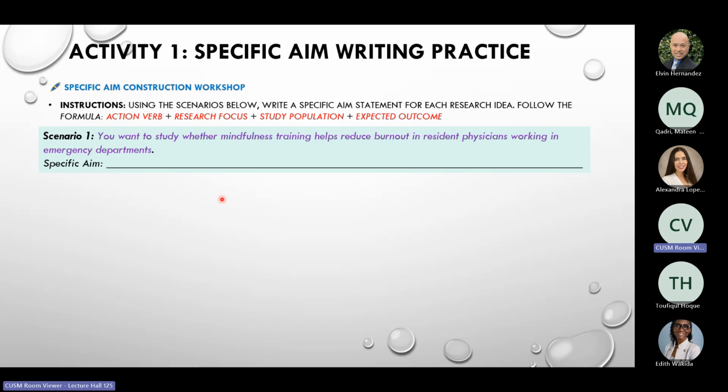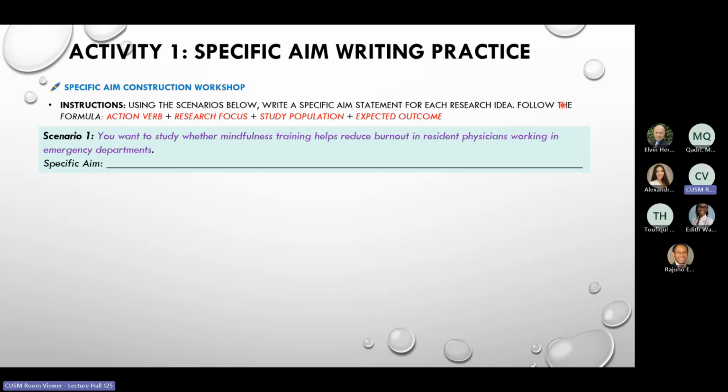Go ahead and take a look at your chat box here. One of our specific aim statements, and you'll see it in the chat: Identify, there's our action verb, specific strategies in mindfulness training that reduce burnout among resident physicians who work in emergency departments. You'll note here, our action verb simply needed to be added to this gap in the literature or this research focus or this research question. We want to identify specific strategies in mindfulness training that reduce burnout among resident physicians working in the emergency department.